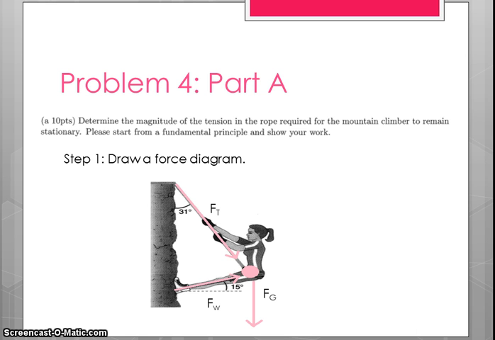Part A. Determine the magnitude of the tension in the rope required for the mountain climber to remain stationary. Please start from a fundamental principle and show your work. The first step is to draw a force diagram. As you can see here, I had the tension force, and then I have the wall force and the gravitational force.